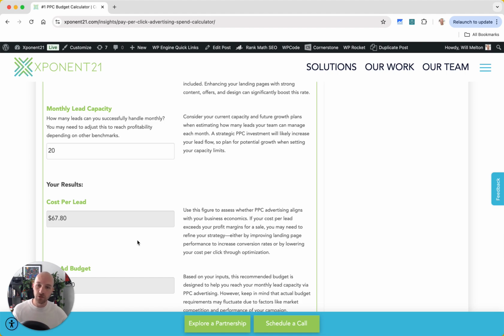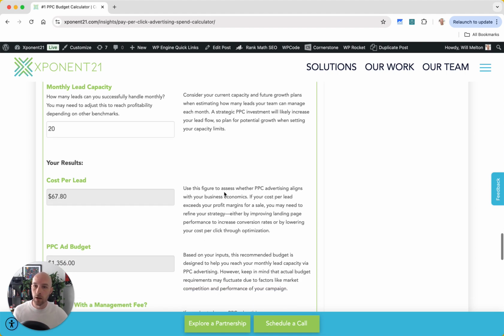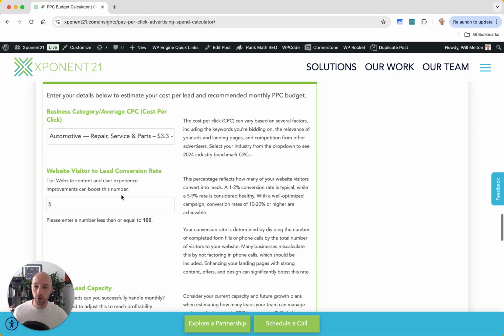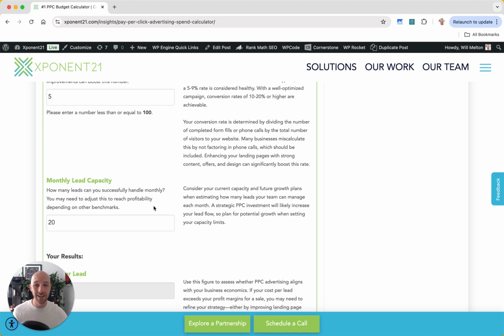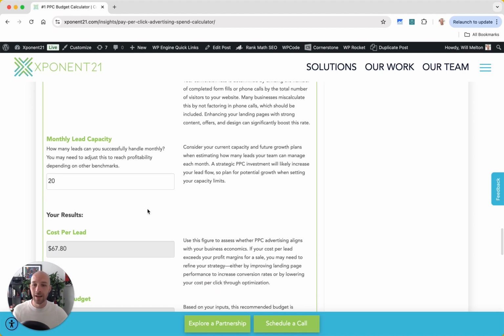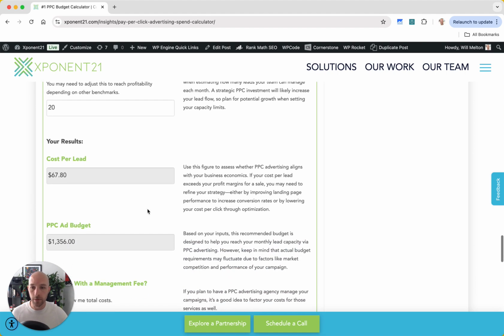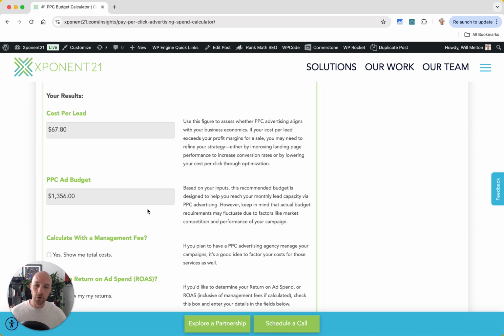So based on the metrics that we've already typed in here, which are your conversion rate, your cost per click, and your lead capacity, we need to get 20 leads in order to be successful. That's how many we can handle. It's going to cost us $67.80 per lead to be able to get there. So our total budget to be able to generate that, just based on these early metrics, is $1,356. So that's a baseline understanding.